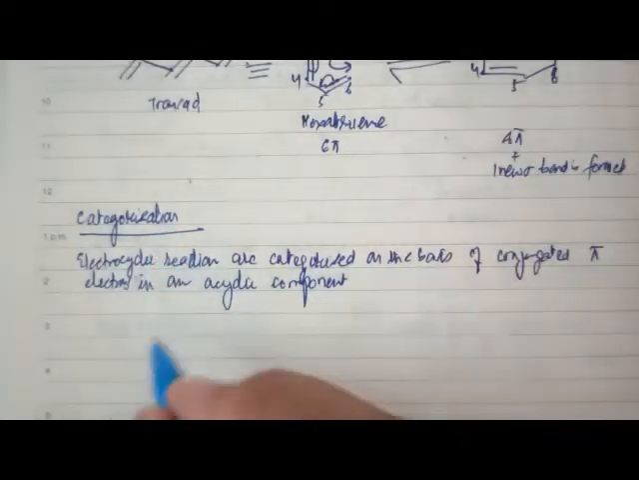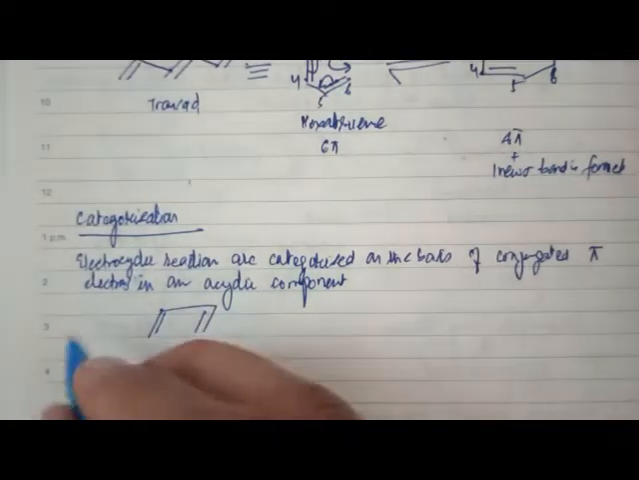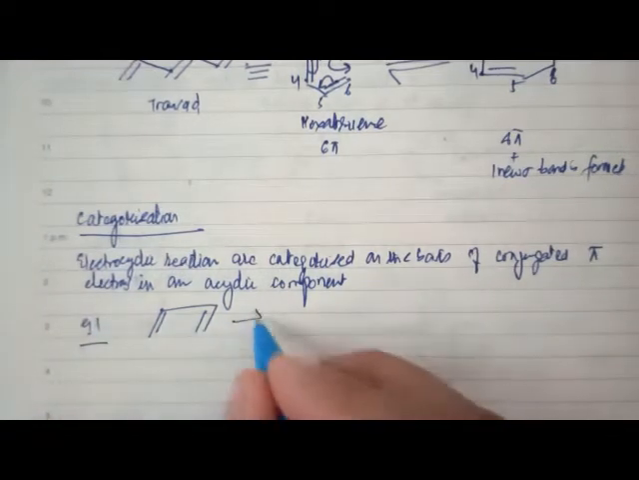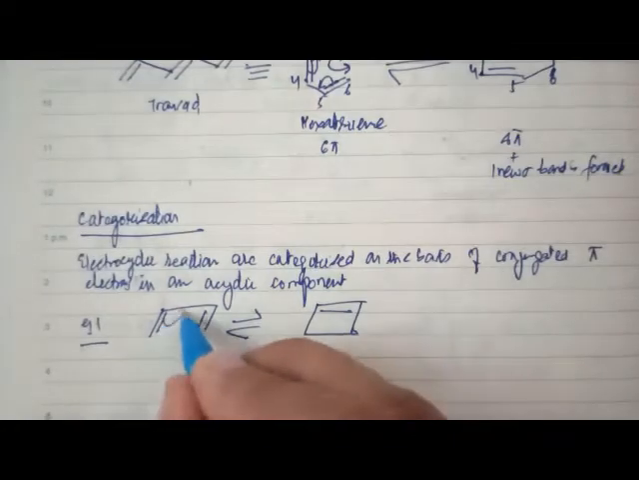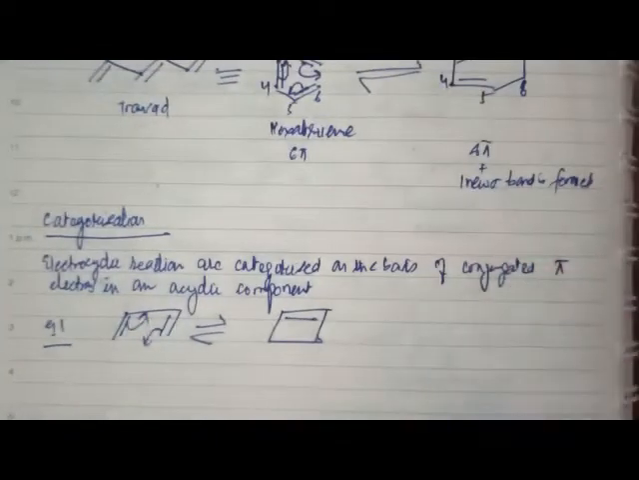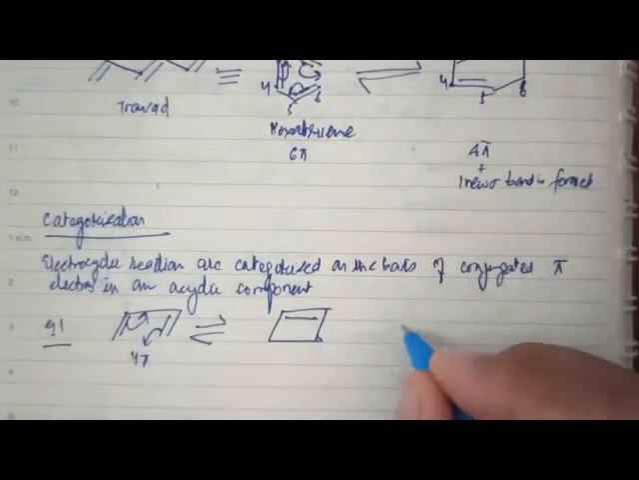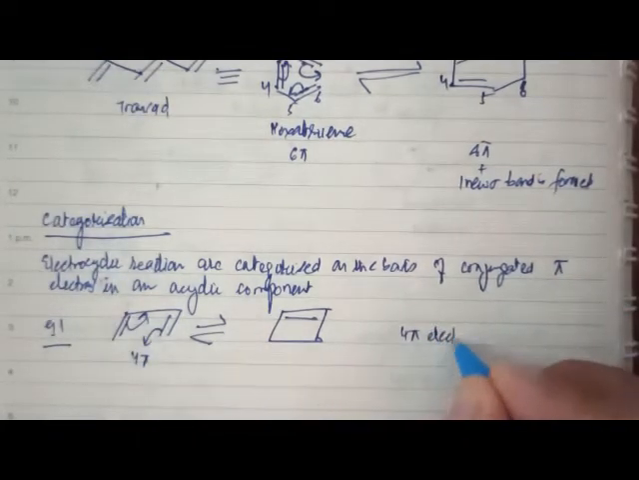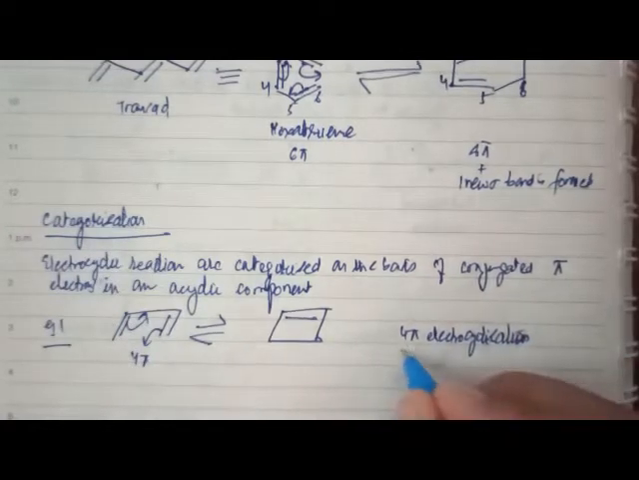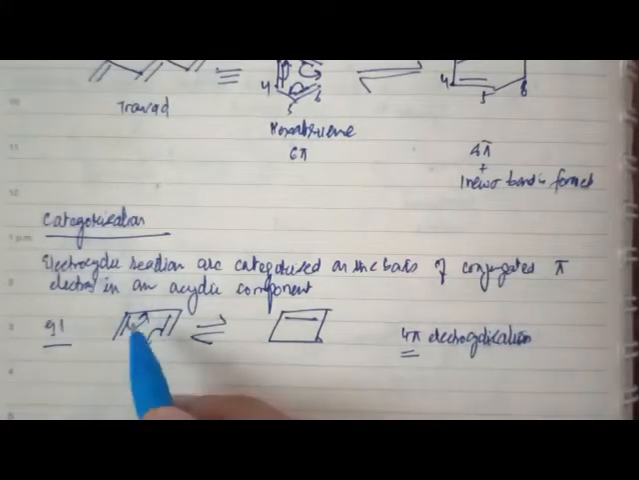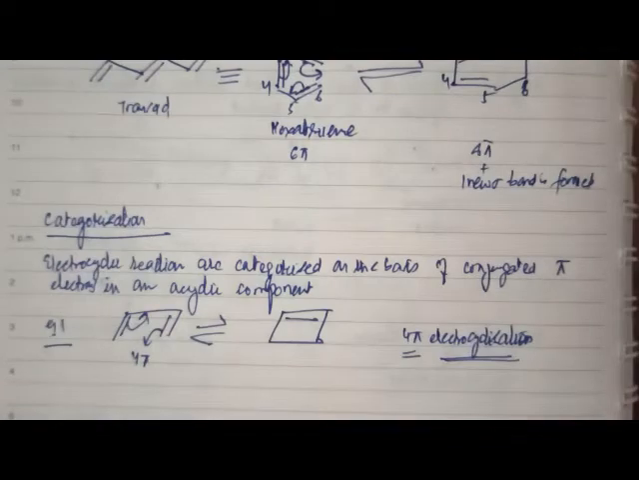Now again, for example, we talked about cyclobutadiene, example 1. Again, this gets converted into cyclobutene through the movement of arrows. This is what we made. Because the reactant or the acyclic component had 4 pi electrons, I should call this a 4 pi electrocyclization reaction. So 4 pi means 4 pi electrons are involved in electrocyclization, followed by the term electrocyclization. This should be the name of the reaction.